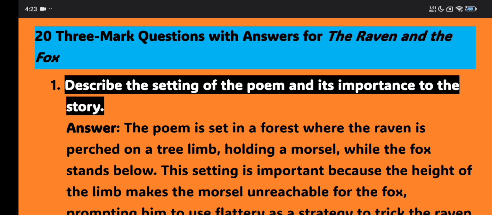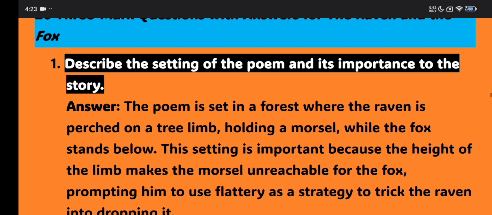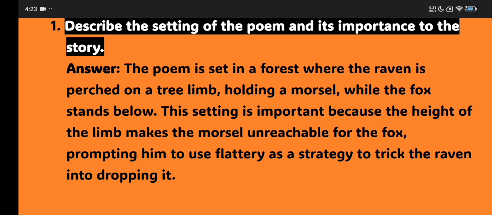Number 1 question, describe the setting of the poem and its importance to the story. The answer is, the poem is set in a forest where the raven is perched on a tree limb holding a morsel, while the fox stands below. This setting is important because the height of the limb makes the morsel unreachable for the fox, prompting him to use flattery as a strategy to trick the raven into dropping it.